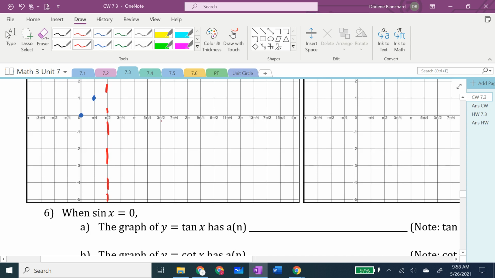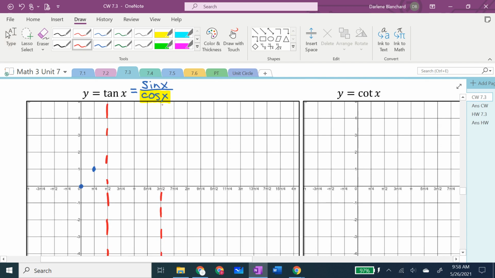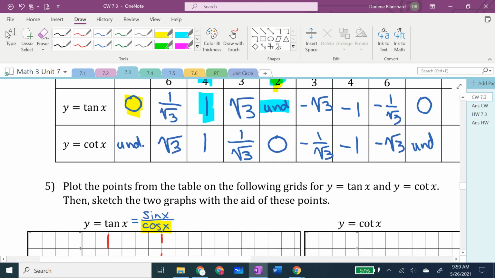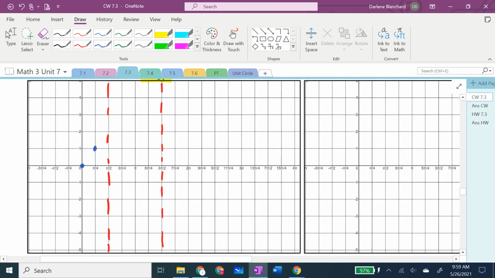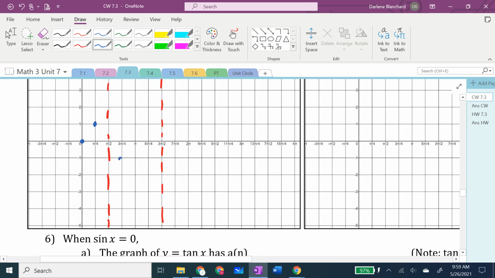And at 3 pi over 2. And keep plotting the points, and then I'm going to come back to the issue of sine over cosine. Plotting more of these points. At 3 pi over 4, my tangent value is -1, and at pi, my tangent value is 0. I'm going to plot those 2 points. So 3 pi over 4 is -1, pi is 0.